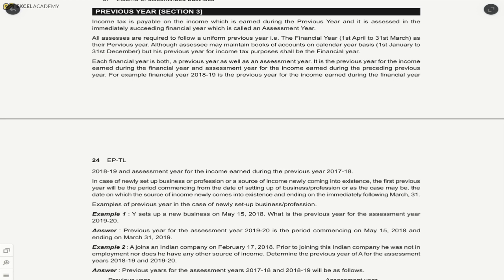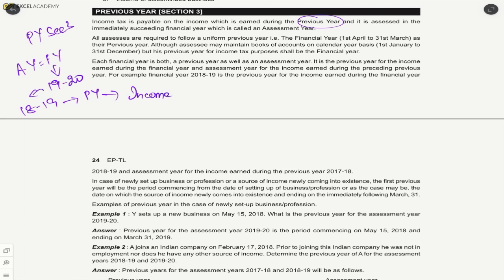Next, let us look into the next definition, that is previous year, section 3. Income tax is payable on the income which is earned during the previous year, they say. So we just now looked at the assessment year, which is none other than our financial year. So which is the financial year active? 19-20. So which is the year previous to this? 18-19. This itself is our previous year. So whatever income we earn during that previous year will be taxed in the next assessment year.